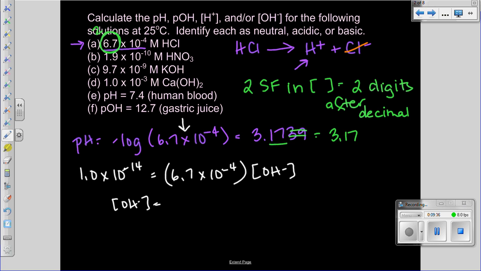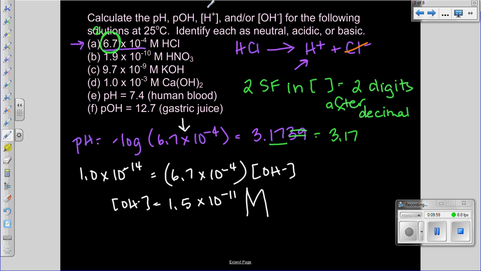I want to get hydroxide ion concentration alone. So what I'm going to do is 1.0 times 10 to the negative 14th divided by 6.7 times 10 to the negative 4th. Sig figs are normal for this because we're not doing pH. I get 1.5 times 10 to the negative 11th. Because this is concentration, I need my units for molarity after that.